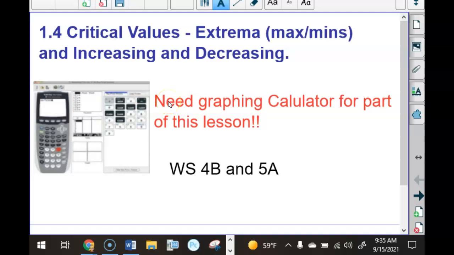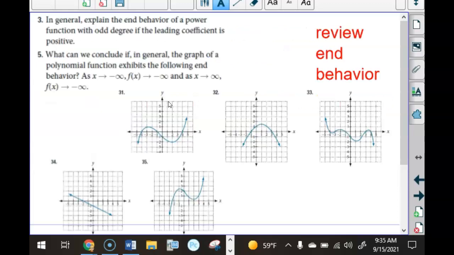Continuing to do some graph analysis. Today we're going to talk more about maxes and mins, and then we're going to introduce the idea of increasing and decreasing. Those are probably really hard to see, but maybe you can at least see the end behavior. We want to review end behaviors from yesterday.